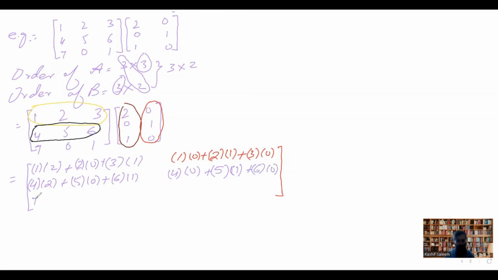And lastly, the third row multiplied by the first column. So 7 multiplied by 2, 0 multiplied by 0, plus 1 multiplied by 1. So now the third row and second column. 7 multiplied by 0 plus this 0 multiplied by 1 and 1 multiplied by 0.